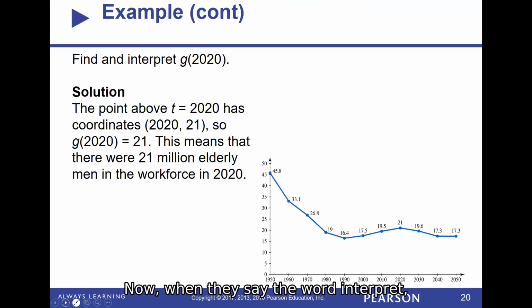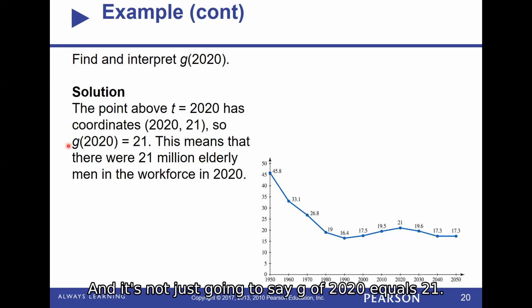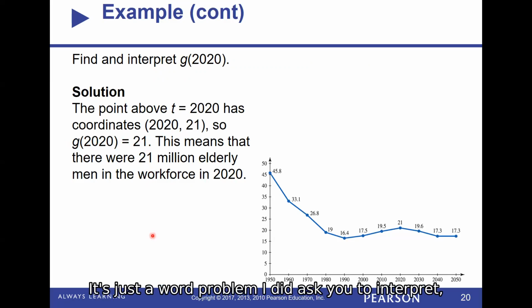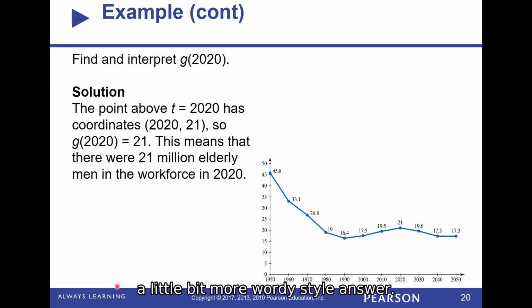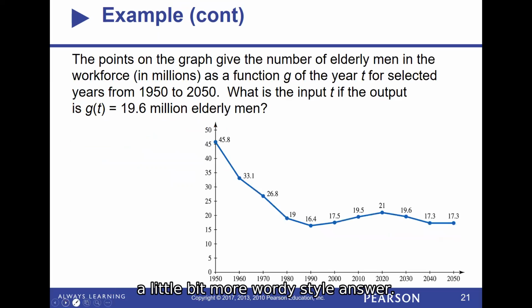Now, when they say the word interpret, those are going to be those types of problems that you're going to have to write a little bit, or you're going to have to choose an answer that's a little bit more wordy. It's not just an ordered pair. Okay, that's not necessarily it. And it's not just going to say G of 2020 equals 21. This is kind of a word problem where I did ask you to interpret, so we'd have to think our way through and have a little bit more wordy style answer.